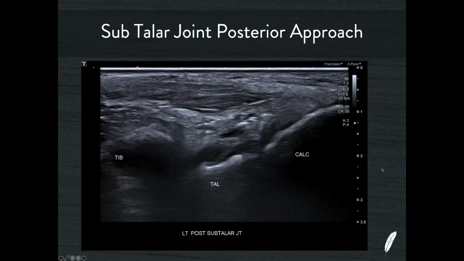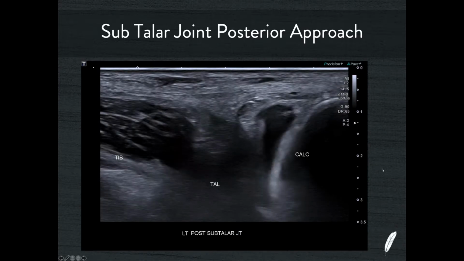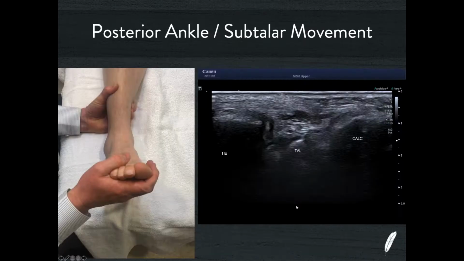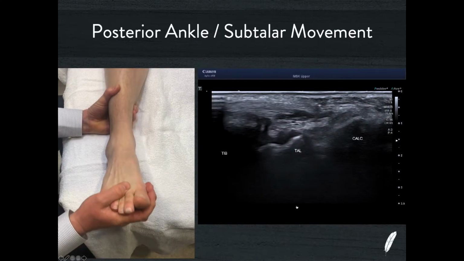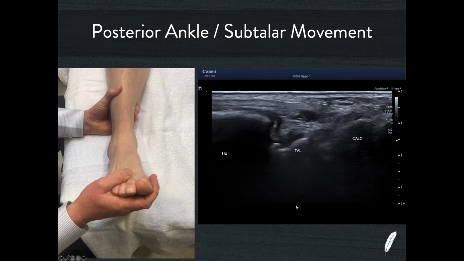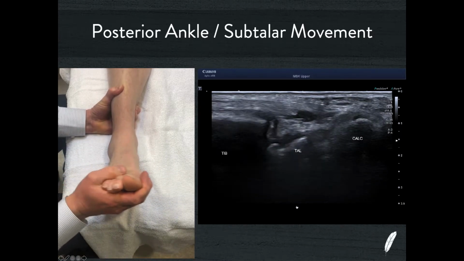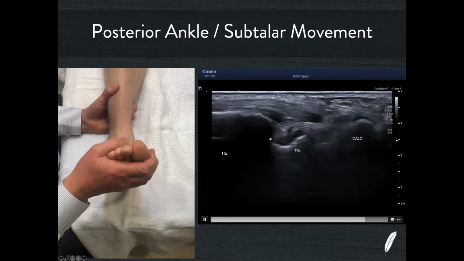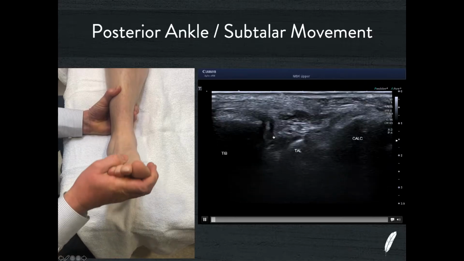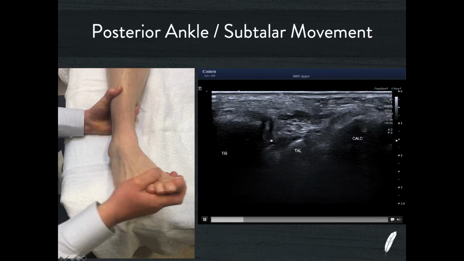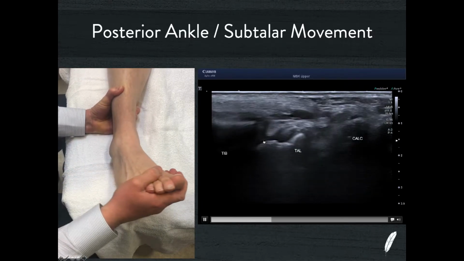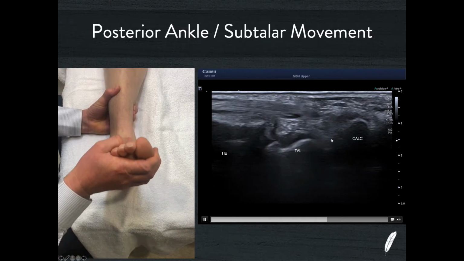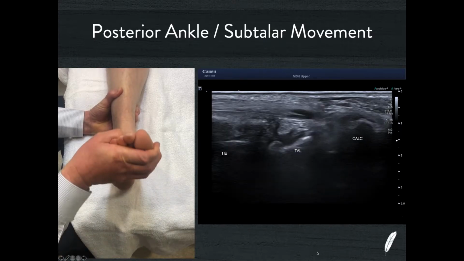So this posterior approach works really well when you're looking for an effusion, and also works really well if you're looking for synovitis. In this position, we can also do some dynamic assessment. So although the patient's prone when we're scanning, we can still do the same movements with the foot. And as we do the dorsiflexion and plantar flexion movement, that will move this articulation here. So this is dorsiflexion and plantar flexion coming up now, and that's the ankle joint moving. And then when we do the side-to-side scissoring action, which we're doing here now, that's the subtalar joint moving.